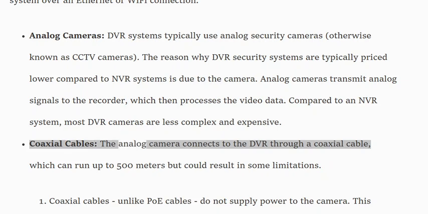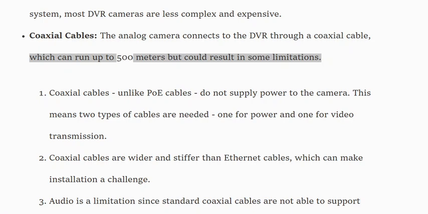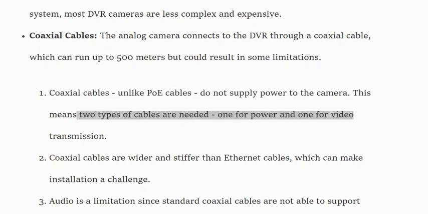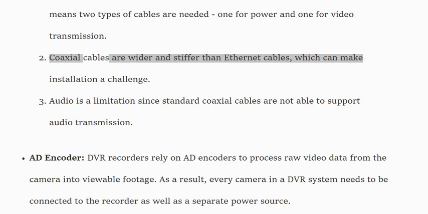Coaxial cables. The analog camera connects to the DVR through a coaxial cable, which can run up to 500 meters but could result in some limitations. Coaxial cables, unlike PoE cables, do not supply power to the camera. This means two types of cables are needed, one for power and one for video transmission. Coaxial cables are wider and stiffer than Ethernet cables, which can make installation a challenge. Audio is a limitation since standard coaxial cables are not able to support audio transmission.